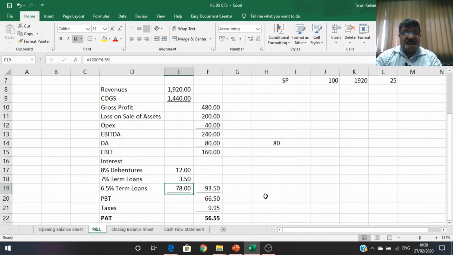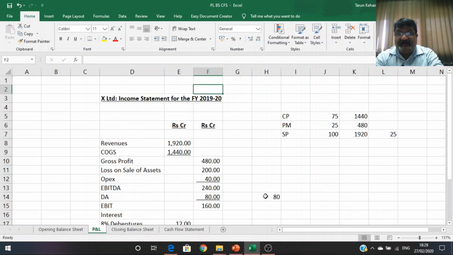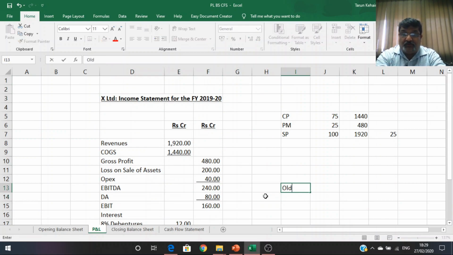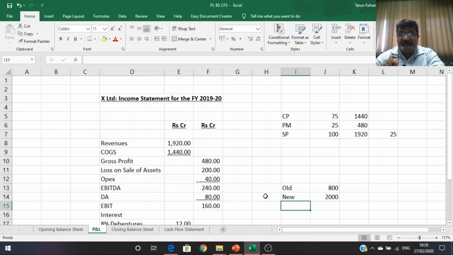And remember, this year the company has also financed the new asset. Now here's where we need to do a little bit of calculation. So the old asset fetched 800 crores, and the new equipment was worth 2000 crores, which means when you are going for a buyback, do you go to the OEM and say that the new machine costs 2000?